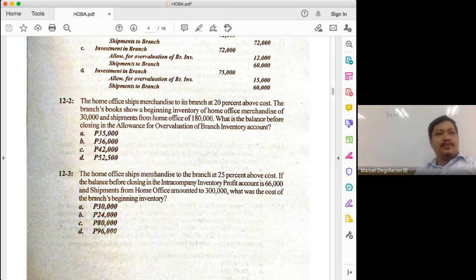These are concepts that you will have to use to be able to analyze more complicated problems down the road. The beginning balance of the allowance account represents the markup on the beginning inventory of the branch.